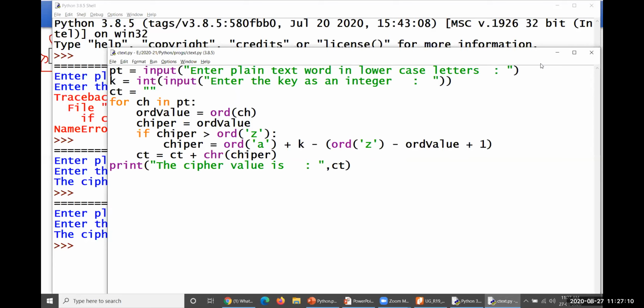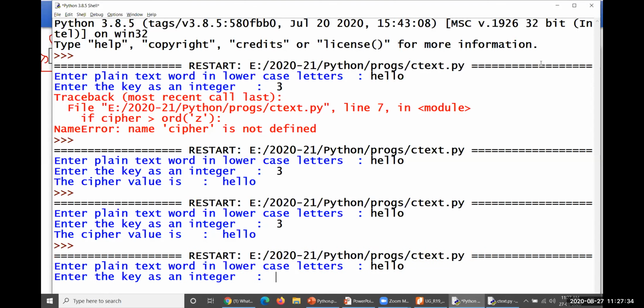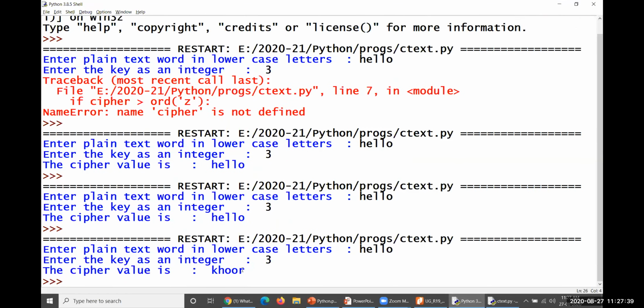The plain text you have taken, and the order value is the order of the character taken into consideration. Then order value plus, the problem is here: we haven't added the key. We have to add the key here, so that you could get the output properly. Sorry for this. Let us check this one. Hello, and the value is 3. So you could get KHOOR. KHOOR is our actual cipher value for HELLO.